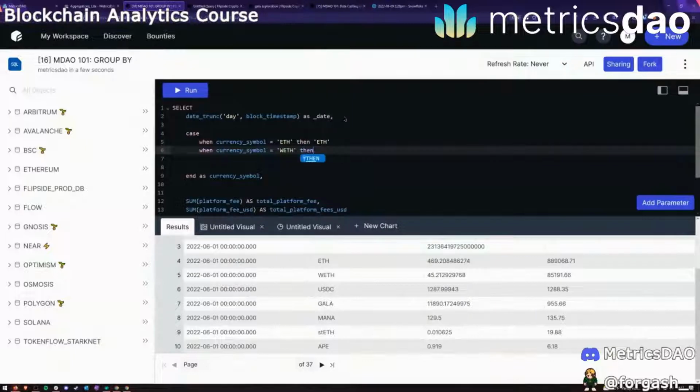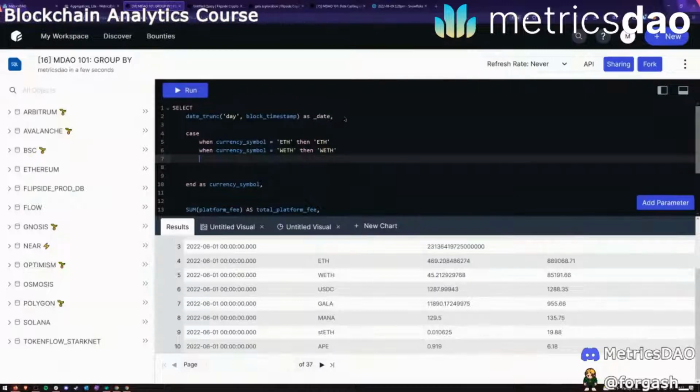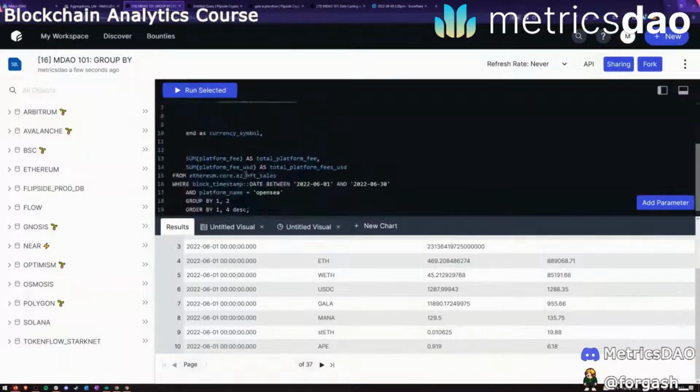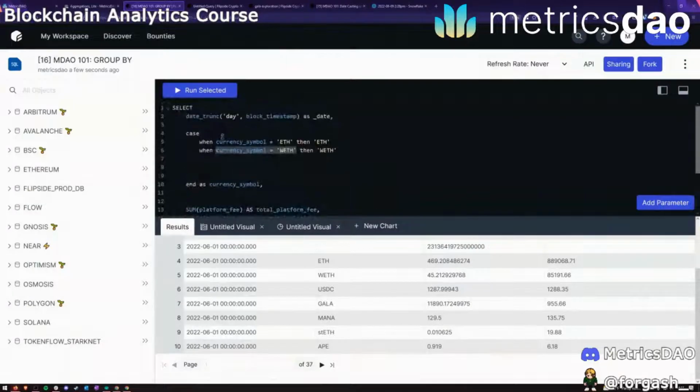Wrapped ETH, and we'll keep wrapped ETH. And I don't have to hard code this in here. I'm just saying whenever it equals wrapped ETH. This is a logical statement that you may have put into a where clause, but now we're having this check within the case statement. Currency symbol equals ETH, then true, then it's going to evaluate to this. When it's wrapped ETH, this first statement will be false, so it'll skip it. Then this is kind of like the else in an if-else statement. And the second condition we're hard coding in is wrapped ETH equals wrapped ETH.